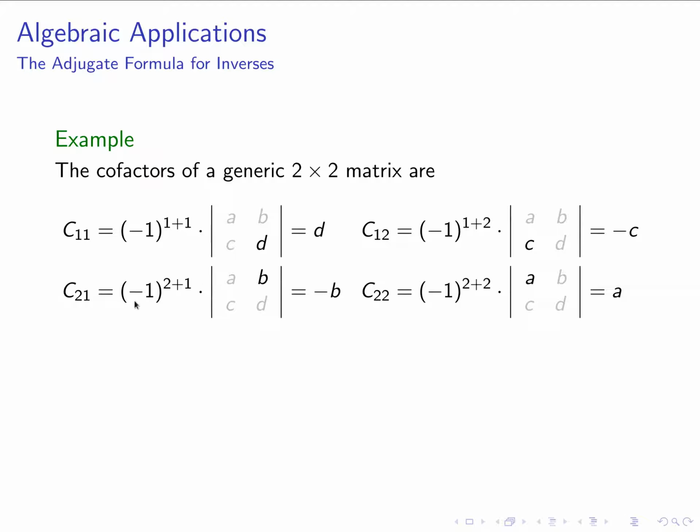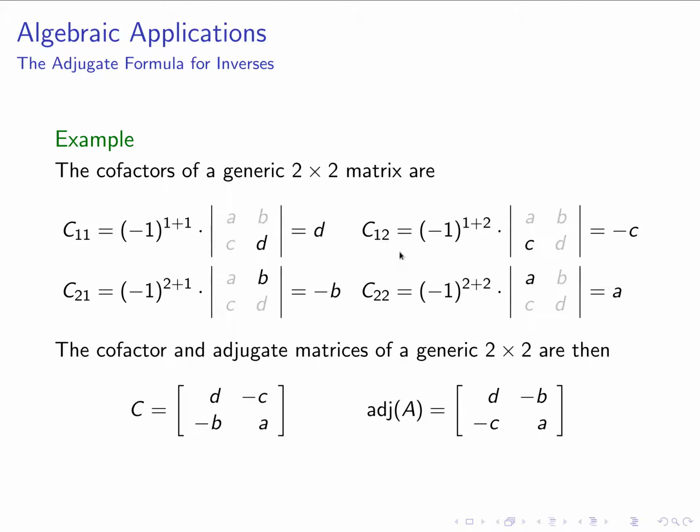The 2,1 cofactor is -1 to the 2 plus 1, which is -1, multiplied by the determinant of whatever's left over when we delete the second row, first column, which is just the number b, the upper right-hand corner. So the 2,1 cofactor is -b. The 2,2 cofactor is -1 to the 2 plus 2, which is 1, multiplied by the 2,2 minor, the number left over when we delete the second row, second column. We end up with just the number a, the upper left-hand corner.